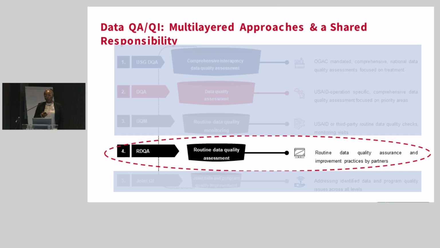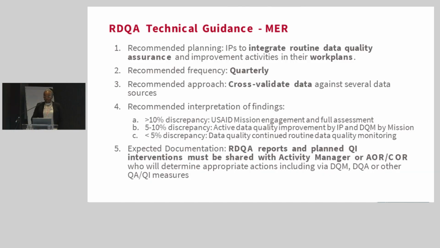And when we do conduct comprehensive DQAs, of course, we are coming to the sites where you're providing services. Those are typically done by USAID or interagency. Similarly, the second one, which is also not highlighted, is done by USAID, and then there's data quality monitoring. And then routine data quality assessment is very specific to implementing partners. So what is the key technical guidance for the routine data quality assessment specific for implementing partners?